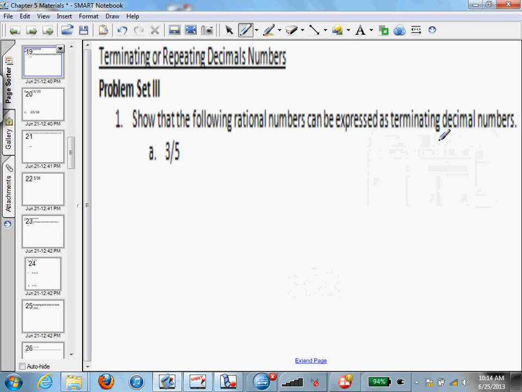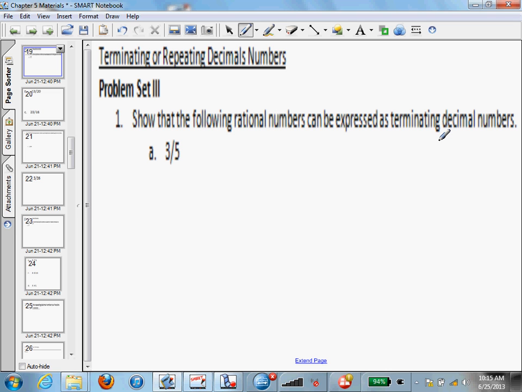Hello and welcome to part 2 of 5.3. This part is terminating or repeating decimal numbers. Problem set 3. Show that the following rational numbers can be expressed as terminating decimal numbers.